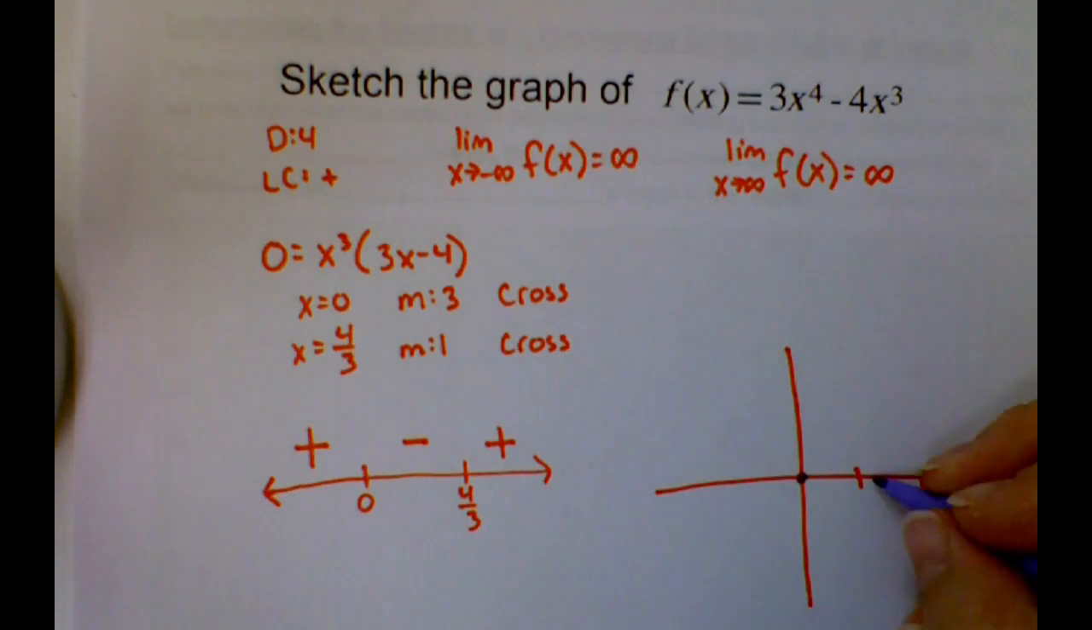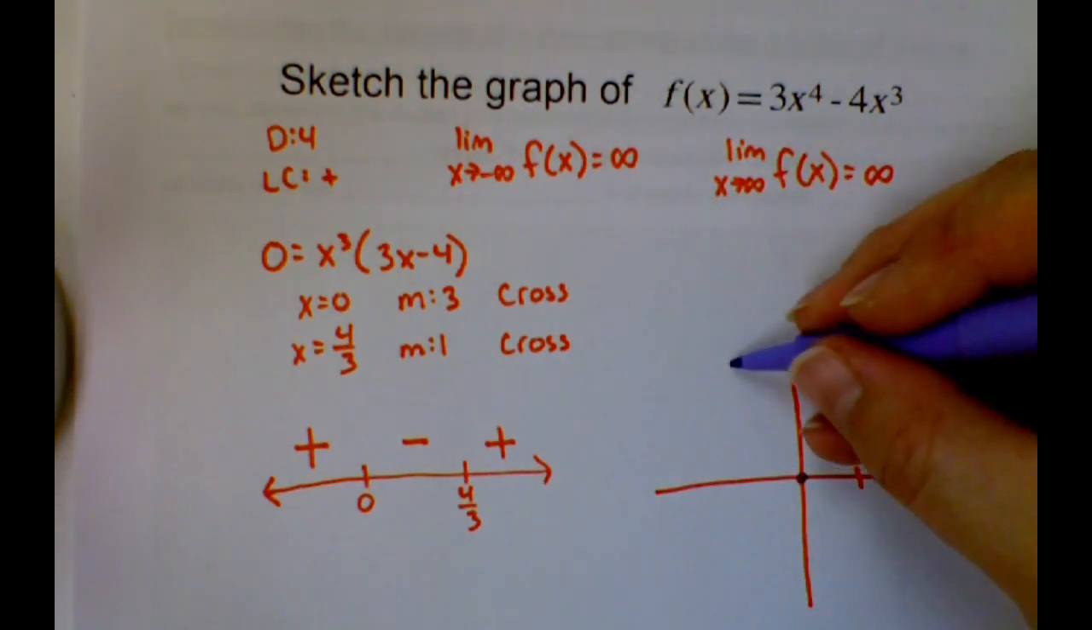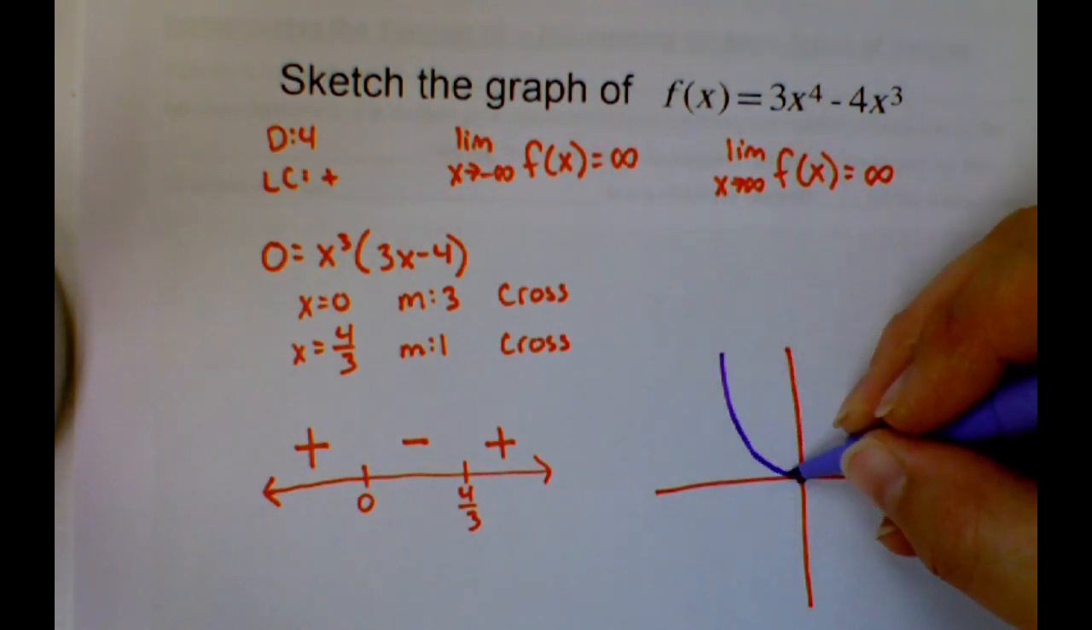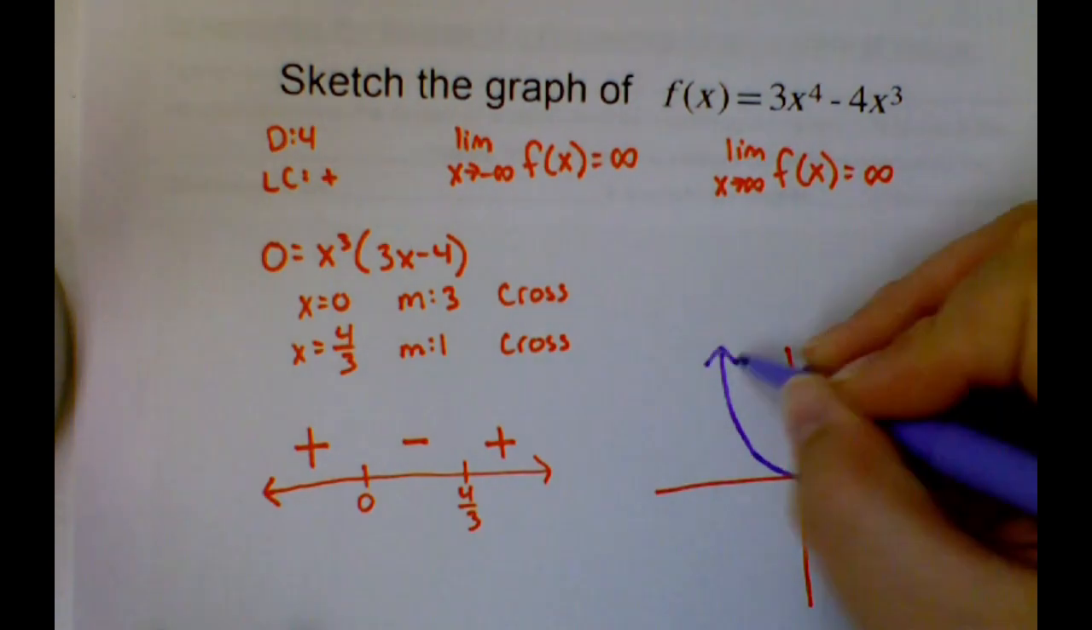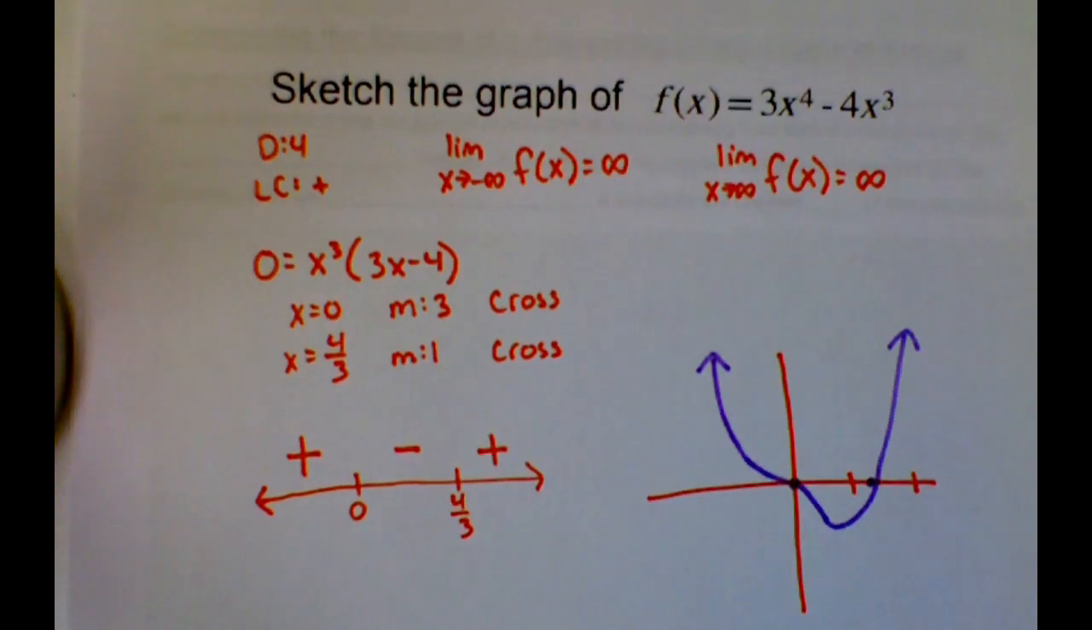So on my graph, I know I need to cross at 0 and 4/3. 0, 0, 4/3 is about there. I know my graph is positive, crosses through the x-axis, and then crosses through again at 4/3. There is my nice sketch.